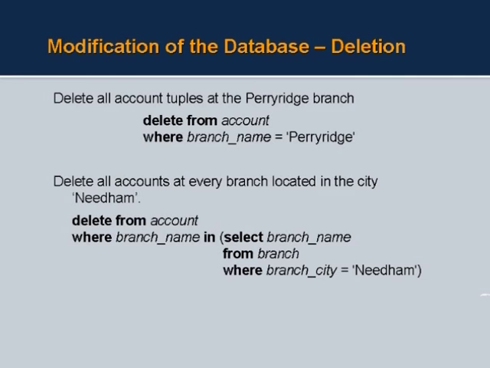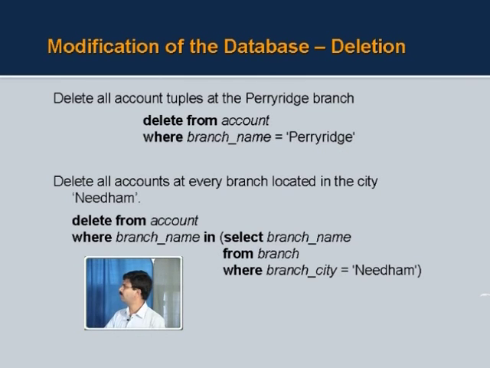So here is another query which says: delete all accounts at every branch located in the city Needham. What this shows is that the where clause condition can be local to this relation, or it can be a subquery. So in this case: delete from account where branch name in, select branch name from branch where branch city equal to Needham. So you can have nested subqueries. You can't do a join here, of course, because you delete from a single relation, but the where clause can have nested queries. This is quite useful.